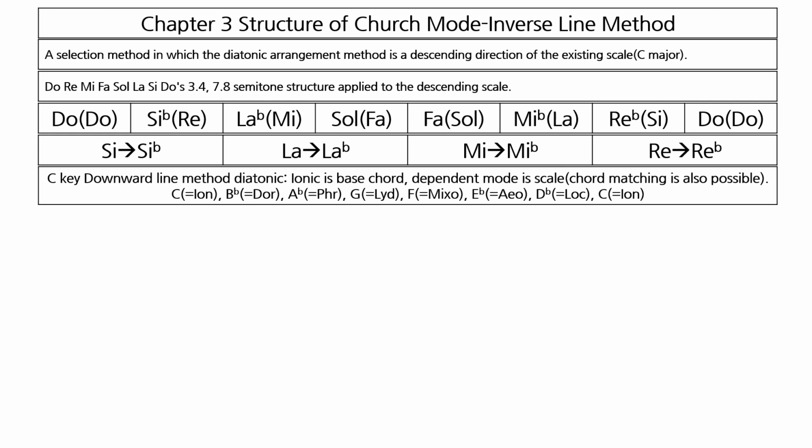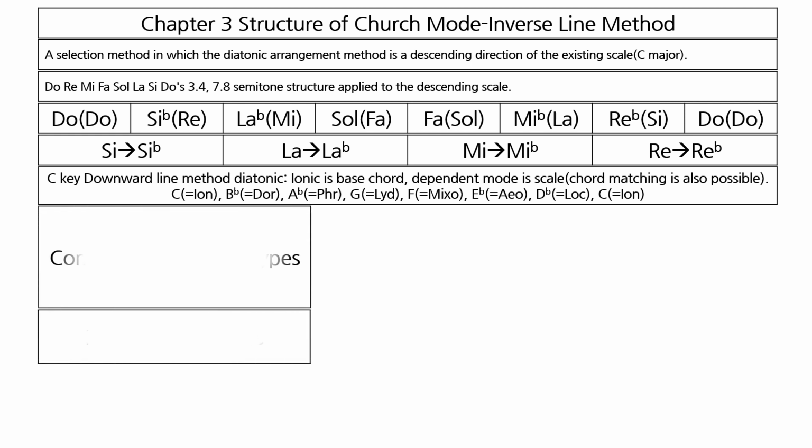Try the diatonic for the remaining 11 tonals yourself. C, B flat, A flat, G, F, E flat, D flat. First chord in C is an Ionian chord, B flat is Dorian, A flat is Phrygian, G is Lydian, F is Mixolydian, E flat is Aeolian, D flat is Locrian. All are subordinate modes and are used as subordinate chords and scales.